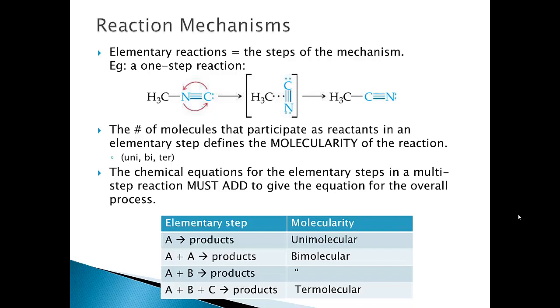If the elementary step is simply A becomes products, this is unimolecular, so it's just one molecule. Or A plus A gives us products, so this is bimolecular. Same if it's A plus B, it's also bimolecular. Three would be termolecular. Now the overall reaction isn't often an elementary step. It's normally just the overall sum of the elementary steps. We'll have a look at this soon.